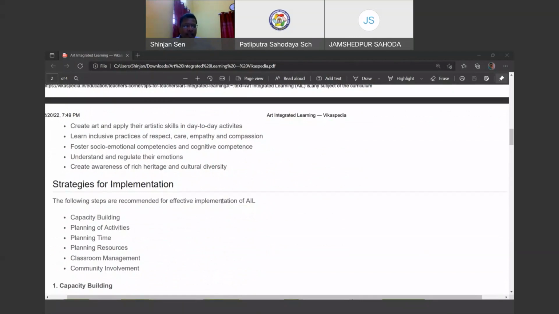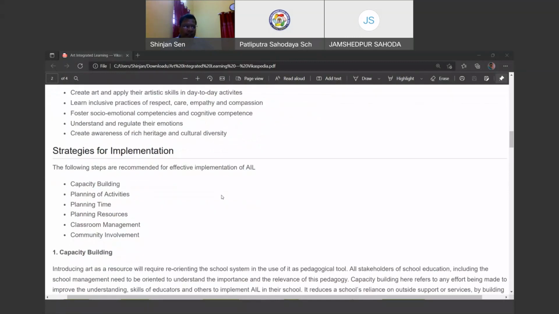The following steps are recommended for effective implementation of art integrated learning. Now we can conduct capacity building programs for our teachers, and teachers means all teachers. So we can do capacity building programs through CBSE, through various sources. Then planning of activities, how we'll plan, because everything needs to be planned.